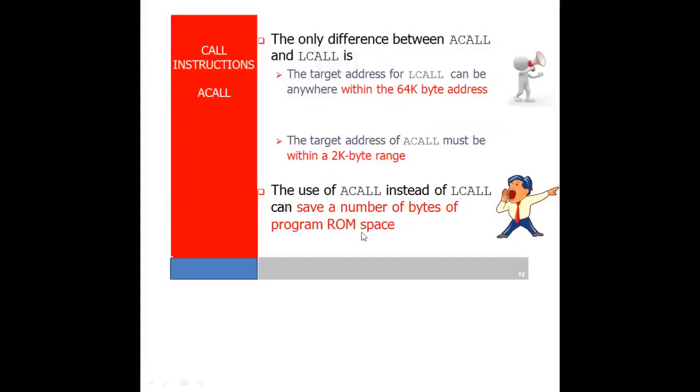The use of ACALL instead of LCALL is that you can save bytes inside the program ROM space, because it is a 2-byte instruction, so you can save one memory space by using ACALL instead of LCALL. But the limit is that we have to access within the 2 kilobyte range of the memory location.